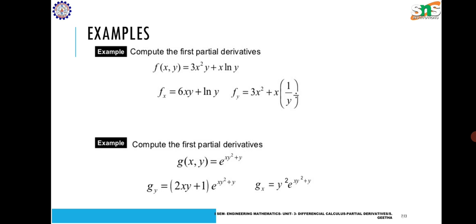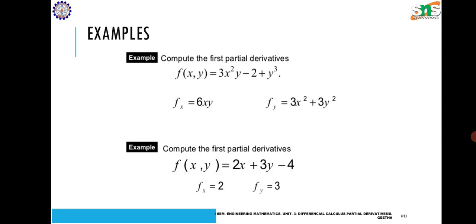Next, we are going to find the derivative with respect to x. So gx is equal to the exponential function; its derivative is again the exponential function. So the derivative of e power x y square plus y is again e power x y square plus y. Again, differentiating the power, x into y square, differentiating x gives y square, since y will be treated as constant, so plus 0. So gx is equal to y square into e to the power of x y square plus y.